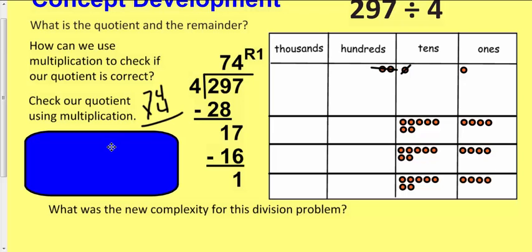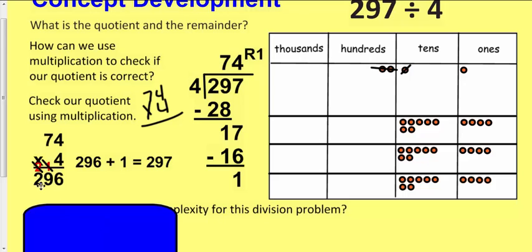All right, so when you worked it out, this is what you should have had, 296. And you have to add 1 because we had a remainder of 1. So we can see that when we check the problem, it does check out. It does match. So 297 divided by 4 is 74, remainder 1.